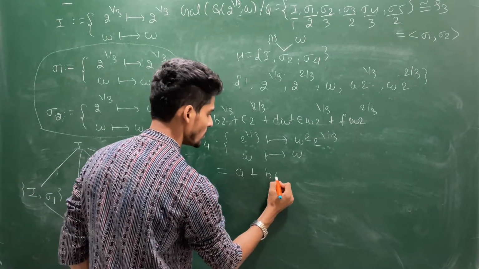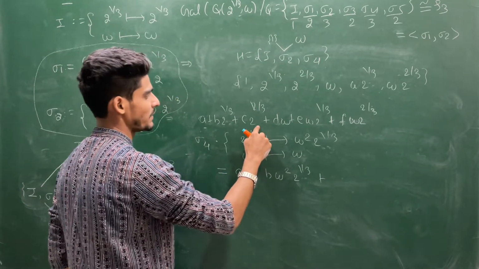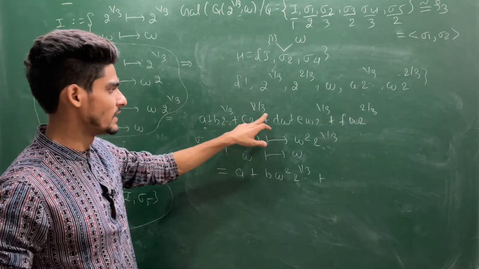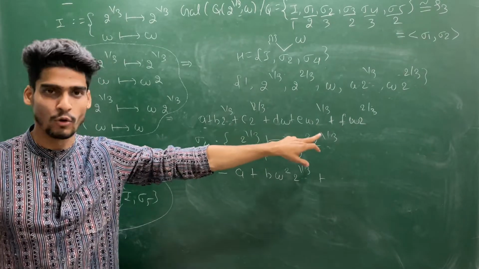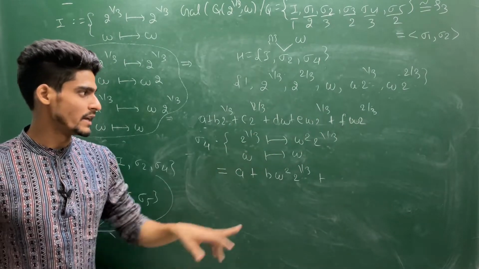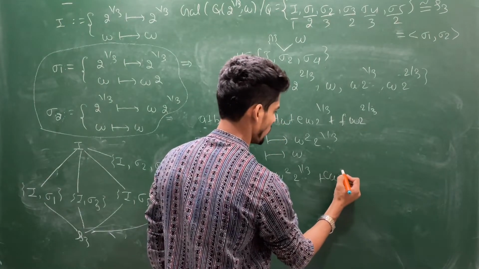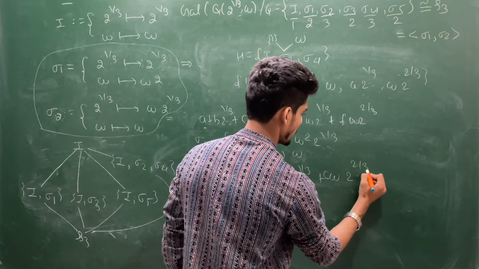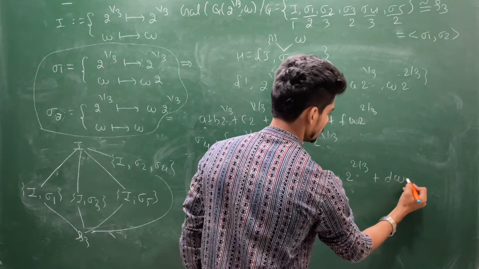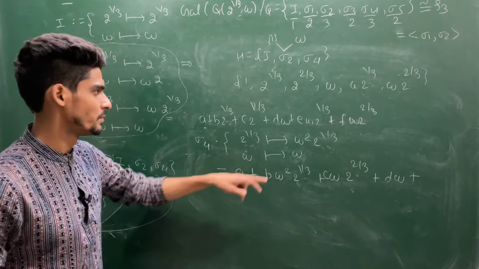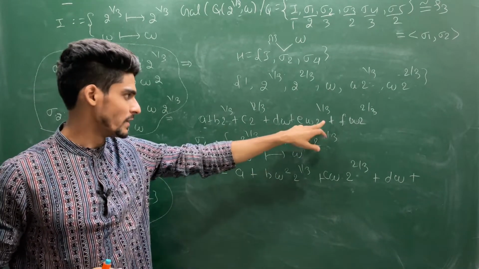So b times omega square 2 power 1 by 3 plus c times 2 power 2 by 3. 2 power 2 by 3 you can think as 2 power 1 by 3 whole square, but that will go to omega to the power 4, 2 power 2 by 3, but omega to the power 4 is omega. So it is omega c times omega 2 power 2 by 3 plus d omega. Omega is self image, so it will be d omega plus e omega 2 power 1 by 3. Omega is going to omega, 2 power 1 by 3 is going to omega square.